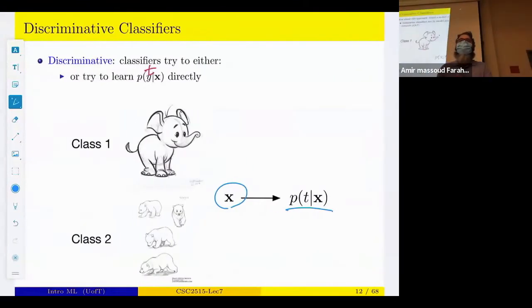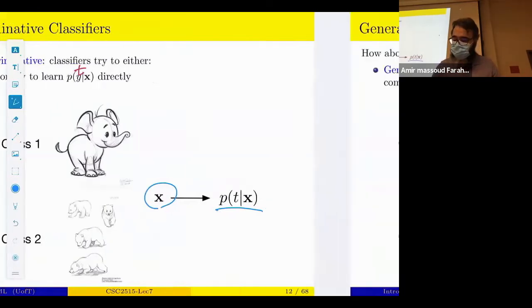The other way to think about it is that instead of saying what's the relation between input and output, the class, we say that if we know that this is class elephant, for example, what should the features of a class elephant look like? So we start from T, the class, and we generate a probabilistic model on the input.